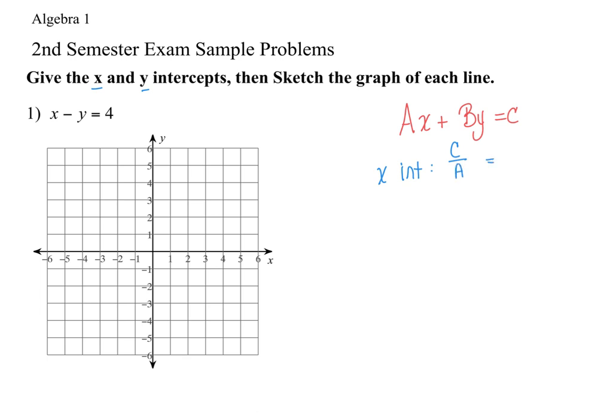In this case, the c value is 4. The number in front of x is 1, so my x-intercept is 4. And we would put that on the x-axis at the number 4.